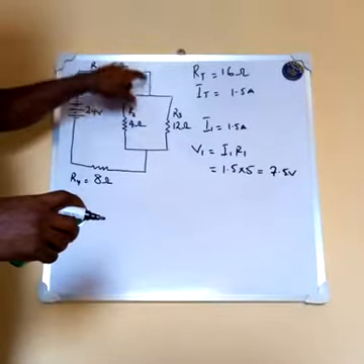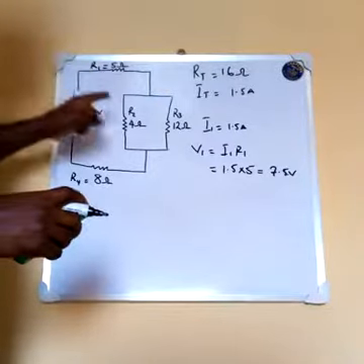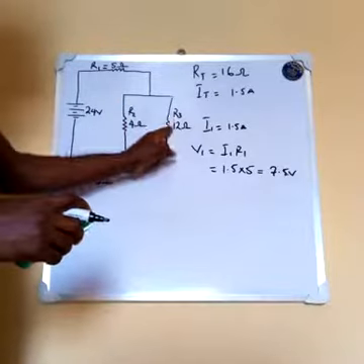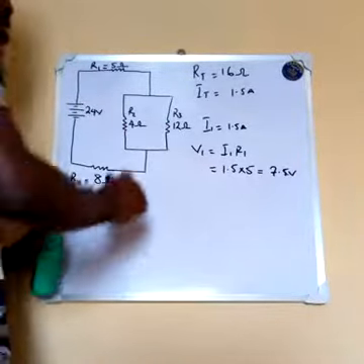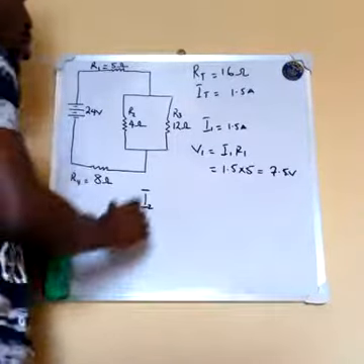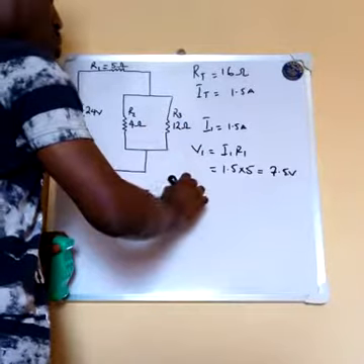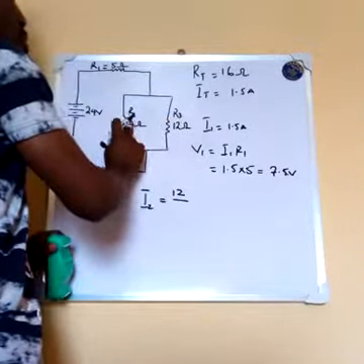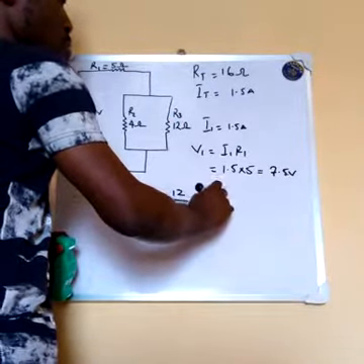Then when the current reaches these points, the current will divide. Some goes through R2, then some through the 12 ohm resistor. To know the current here, let me say I2: take the resistor R3, which is 12, then add R2 and R3 together, 4 plus 12, that is 16, times the total current, 1.5.